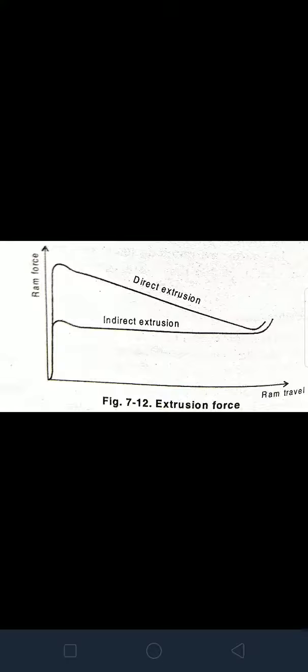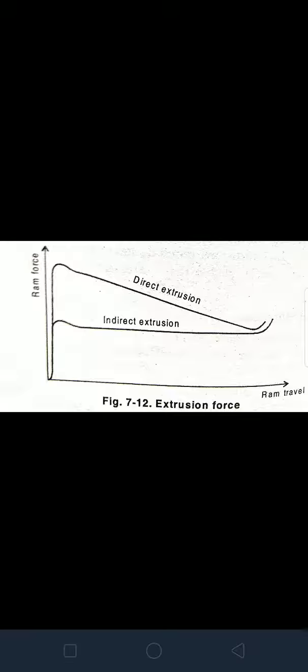The sudden rise in ram force at the end of the ram stroke in both cases indicates that the billet is nearly used up. Usually, at the end of the ram travel, a small portion of the billet is left, which contains defects and is an unwanted part of the extruded product. So we have discussed both.